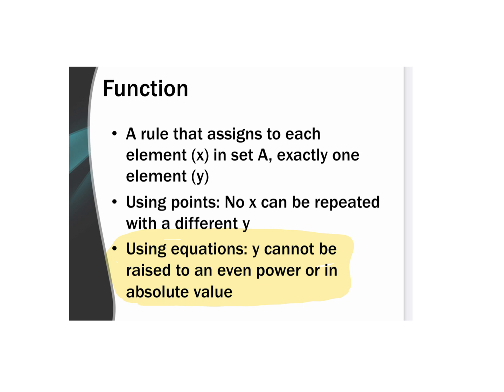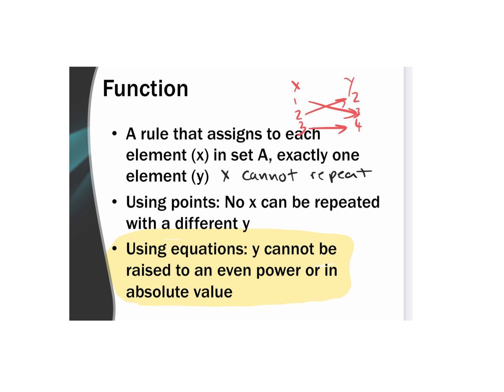So a rule that assigns each element x in a set A exactly one element of y. So remember, if you have, I'm just going to do a mapping diagram, you have exactly one x for one y. So the x cannot be repeated. That's what this means. The second one is using points. No x can be repeated with a different y.